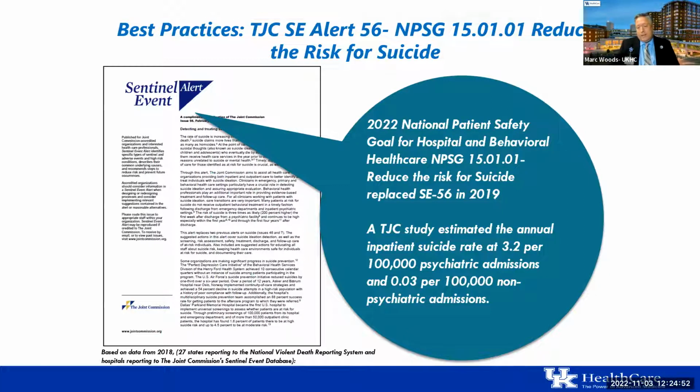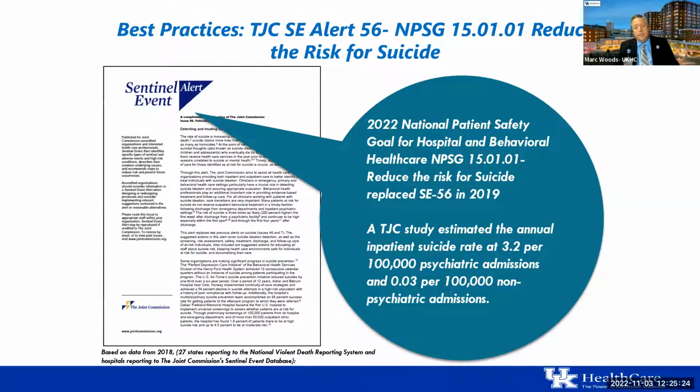And so in 2019, the National Patient Safety Goal 15.01.01 was replaced, and there were a lot of things that they learned. One of the things they had learned is the estimated annual inpatient suicide rate of 3.2 per 100,000 psychiatric admissions, but 0.03 per 100,000 non-psychiatric admissions.